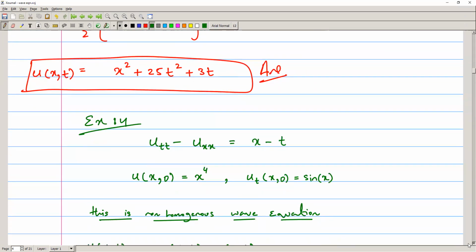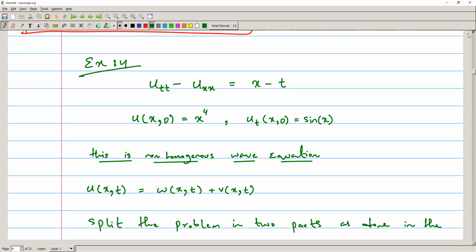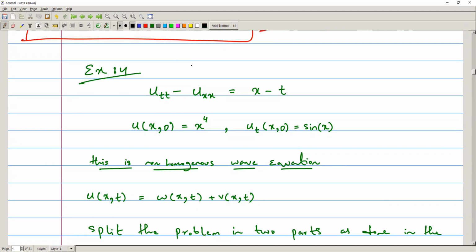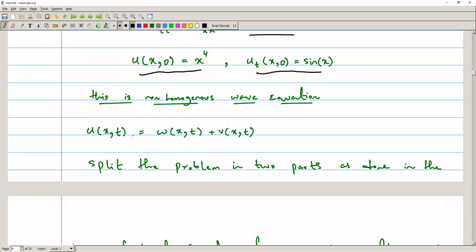Now let's move to another problem, that is the inhomogeneous wave equation, right? So this is the inhomogeneous wave equation, because you can see that some function of x,t is given on the right hand side, and the initial conditions are also given, initial displacement and initial velocity. So now the solution will be u of x,t equals w of x,t plus v of x,t, right?